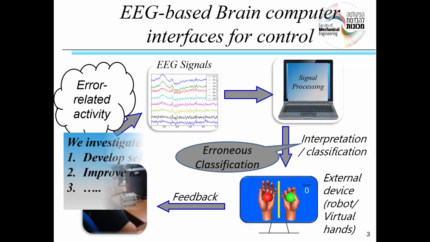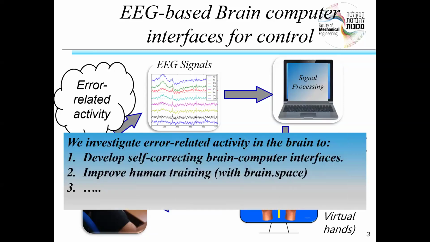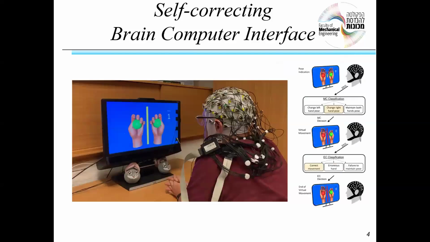So we investigate self-correcting brain-computer interfaces. We develop brain-computer interfaces that can correct themselves by detecting those error-related potentials. And now we have a new project with brain space to improve human training by monitoring also the error-related potentials. But I'll focus on the issue of the brain-computer interfaces with self-correction. This is the application I showed you before. This is a very short movie showing when the interface made an error, understood that it's an error, and corrected itself. The movie is very short, so I want to explain first what we're doing.